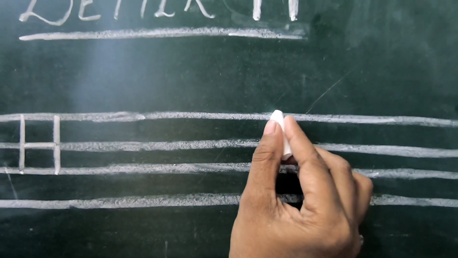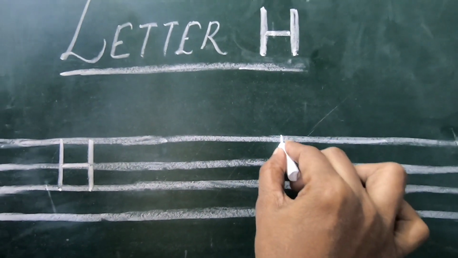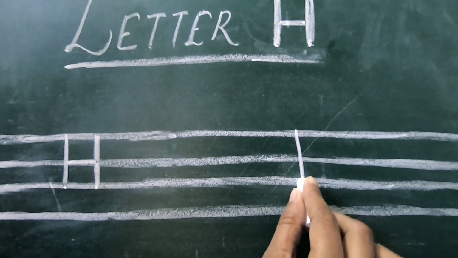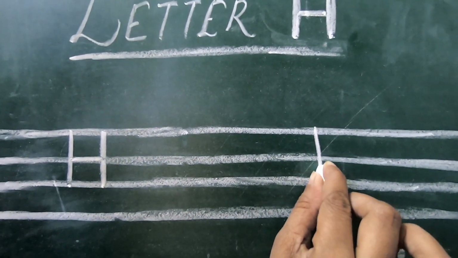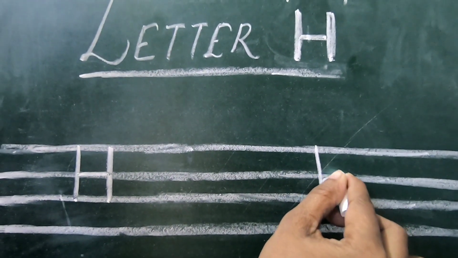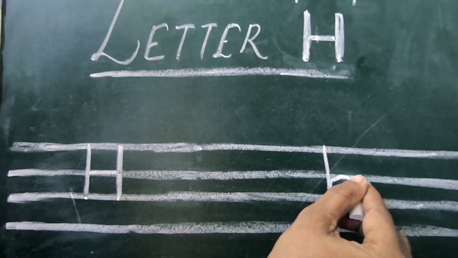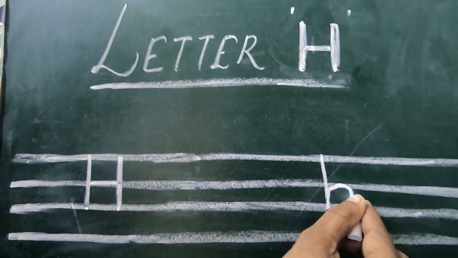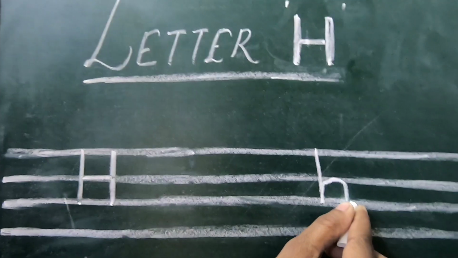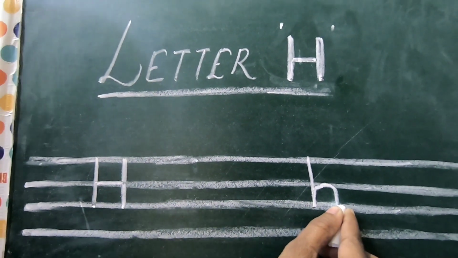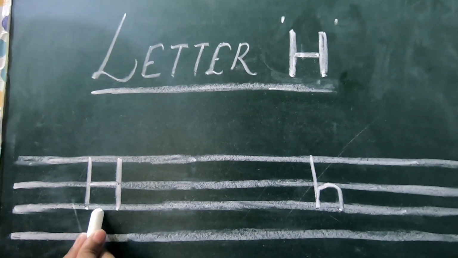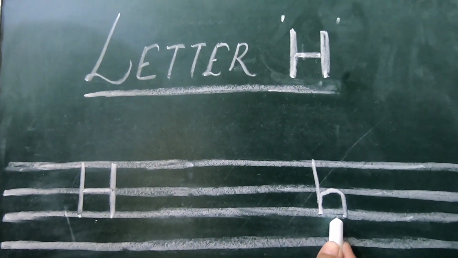Now we will make small letter h. Again you have to draw a standing line, then go upward, take a turn and then come down, making a lower curve and then stop. This is small h. So capital letter H and small letter h.